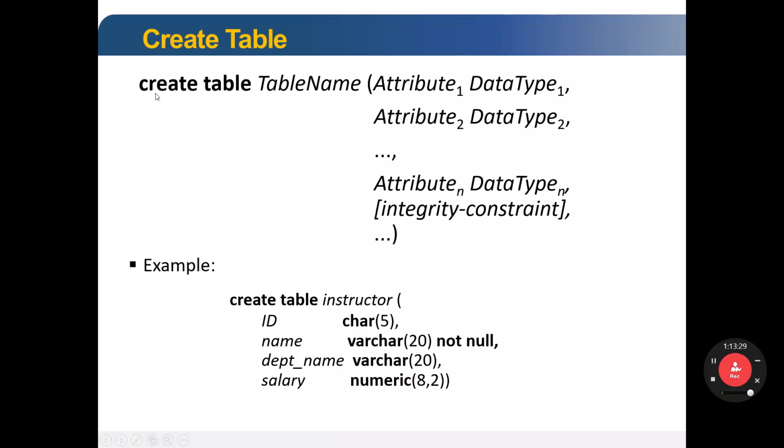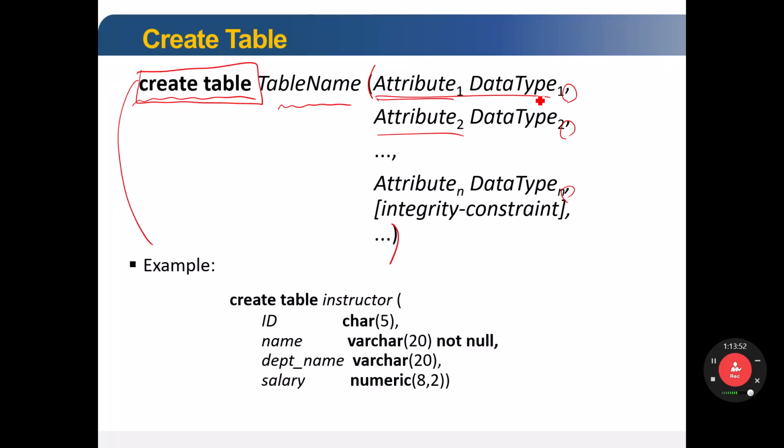So using those built-in data types, you can create a table using this syntax. A create table statement always starts with these two keywords, create table, and usually the table name follows. And using parentheses, you can list a bunch of attributes separated by commas, and every attribute name should be followed by a data type, like numeric or float, int, varchar. So an example is shown here.